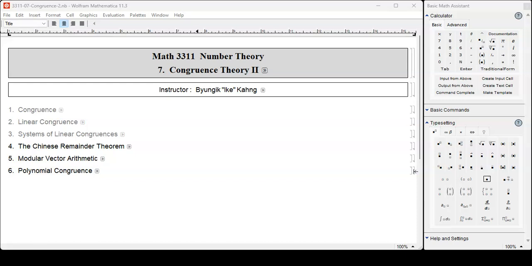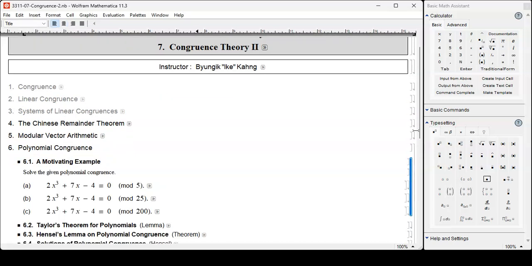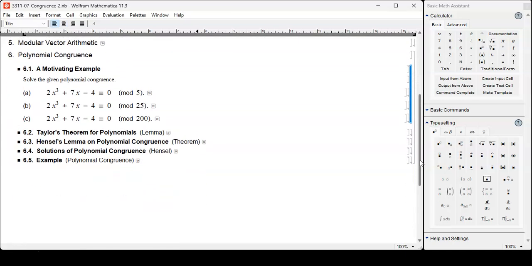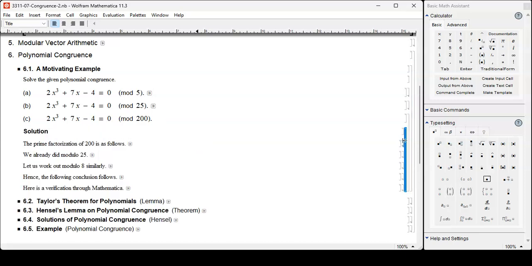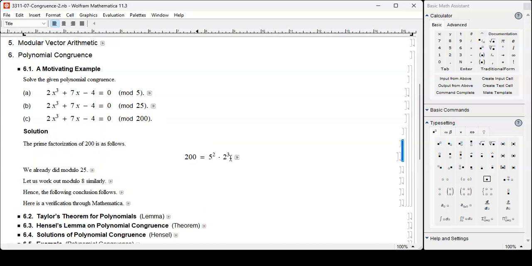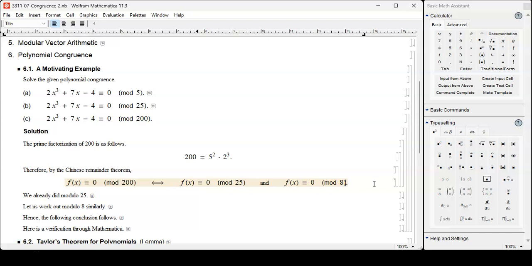We went through just one example, this motivating example, but this example is actually quite important because it gives you two very important ideas. First, the reduction by Chinese remainder theorem. Modulo 200 can be decomposed into 5 squared times 2 to the third power. We have two prime factors here. So using the Chinese remainder theorem, you can decompose this congruence into two simpler congruences.